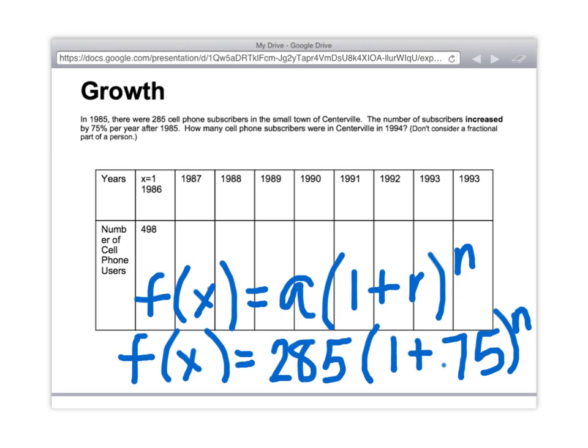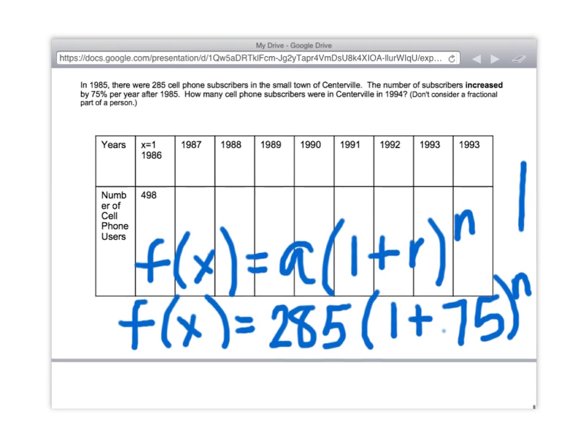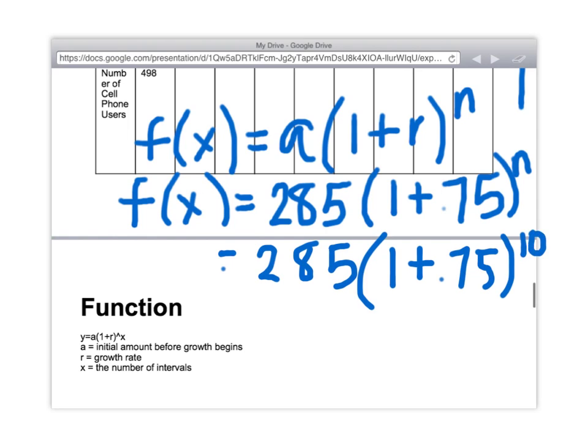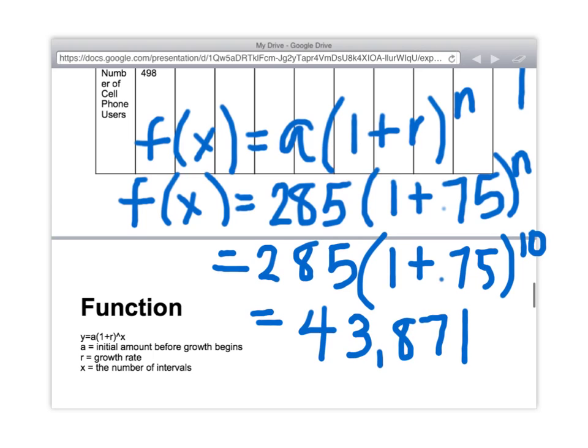That got cut off of my table, but that's 10 years later. I would substitute in 10. I would have 285 times 1 plus 0.75 to the 10, and that will come out to be, let me check my calculations, 43,871 subscribers.